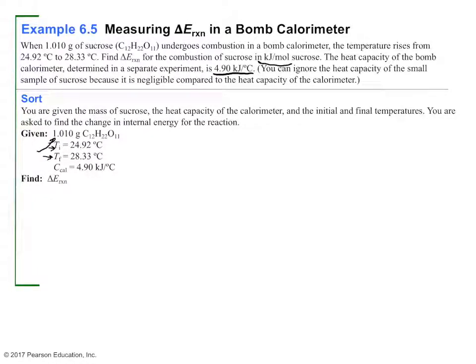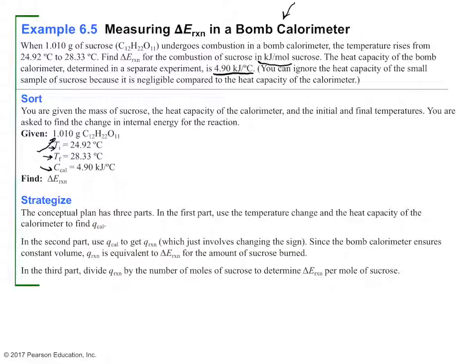We're given the initial temperature, the final temperature, and the heat capacity. And we're asked to find the change in energy of the reaction. Well, it's in a bomb calorimeter. That means the volume is constant. So we don't have to worry about the work. We just want to worry about the Q.